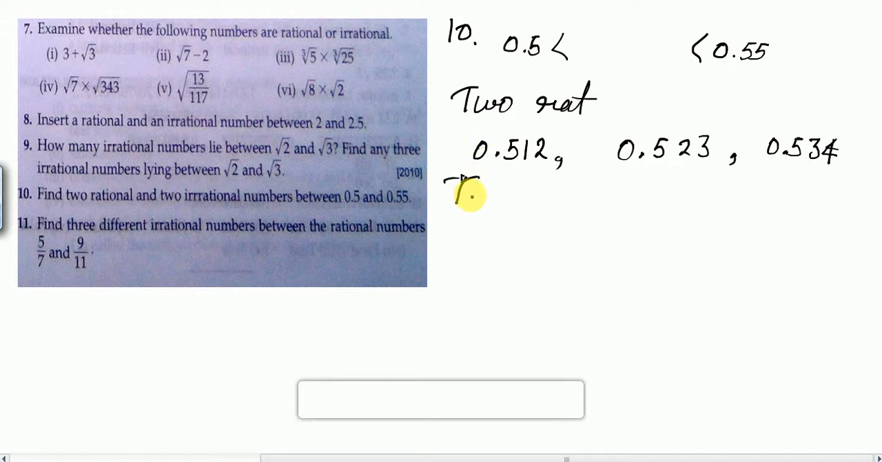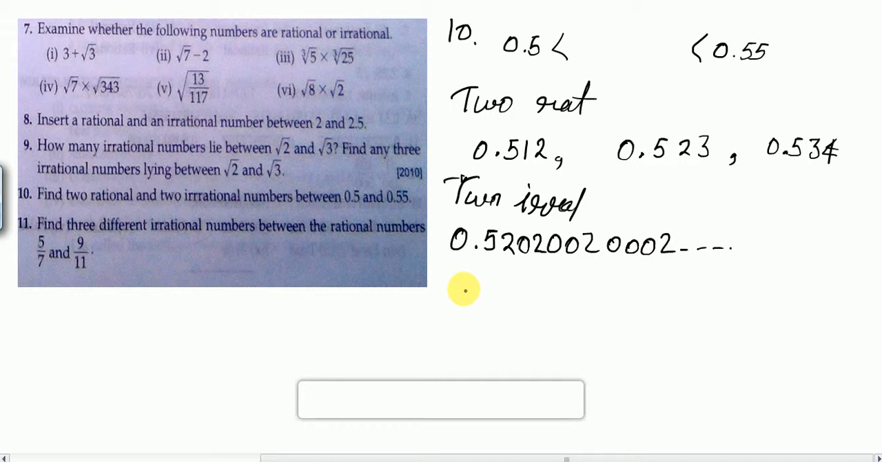And two irrational numbers. So we take 0.5202002002 and so on, and the second is 0.53030030003 and so on.